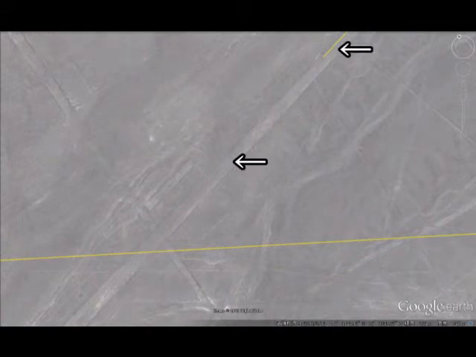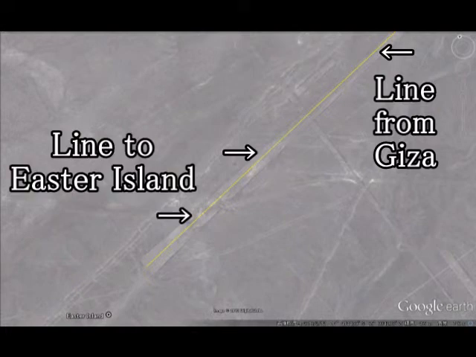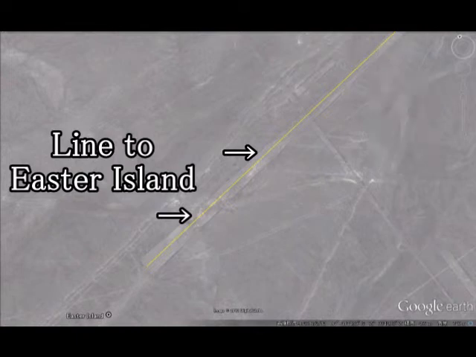Again, I will do it. This yellow line, upper right, comes from Giza, Egypt, and the runway is this time becoming wider and wider. That means this is the starting point, and the yellow line now comes up to the leaving point of the runway. So this runway shows two directions. One is to Giza, and the opposite side of this runway shows the direction to Easter Island.